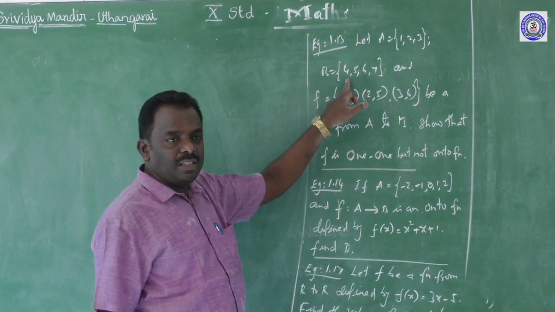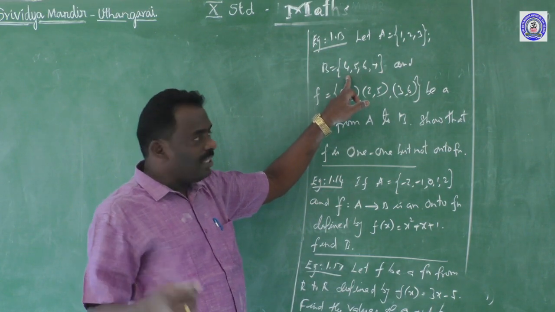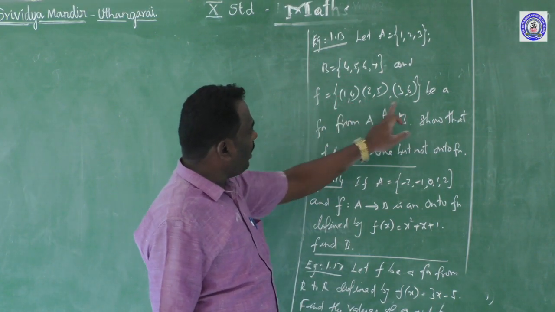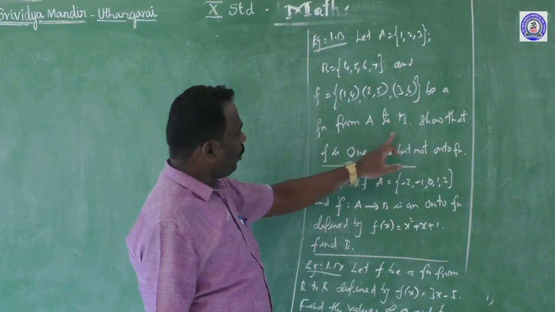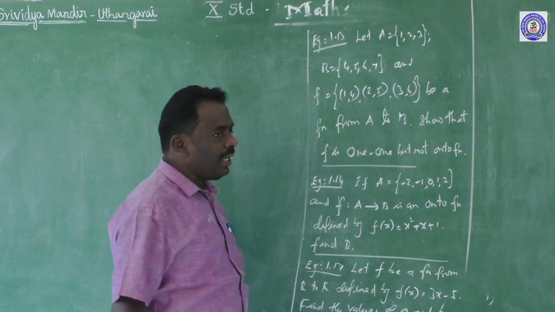That is called a function, defined by (x, y), where x belongs to set A and y belongs to set B. Therefore the function is given in ordered pairs from A to B, and show that f is one-to-one but not onto.